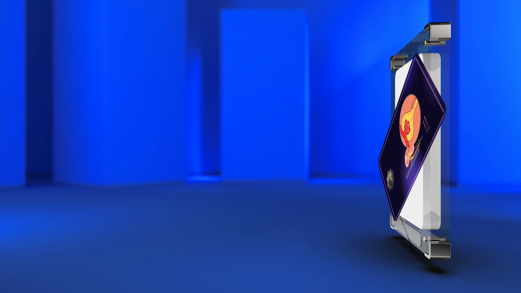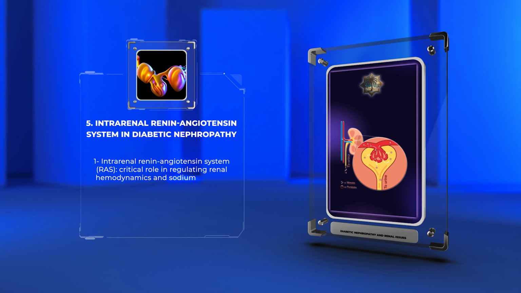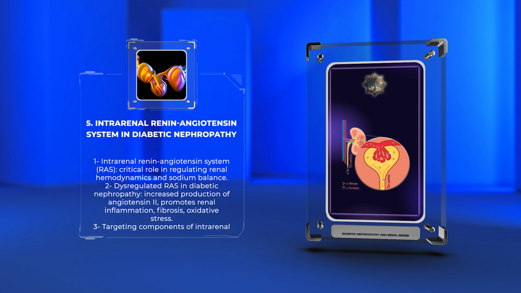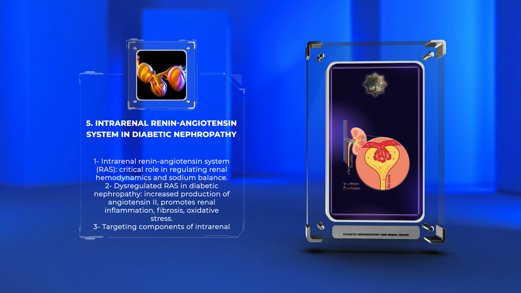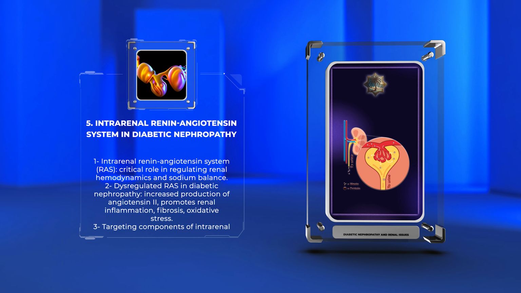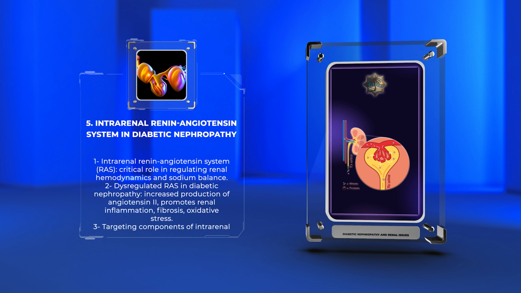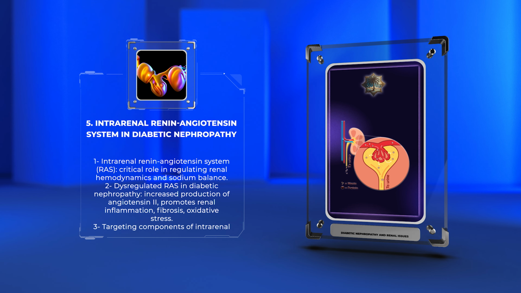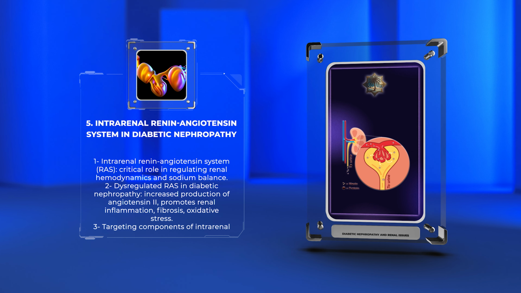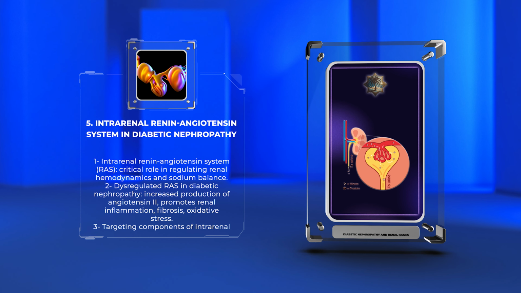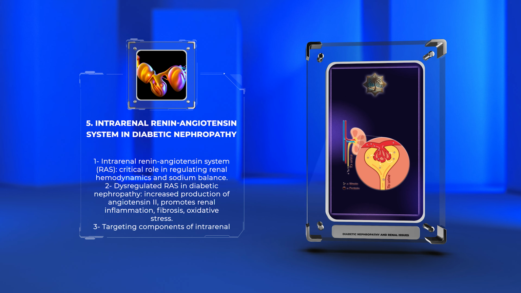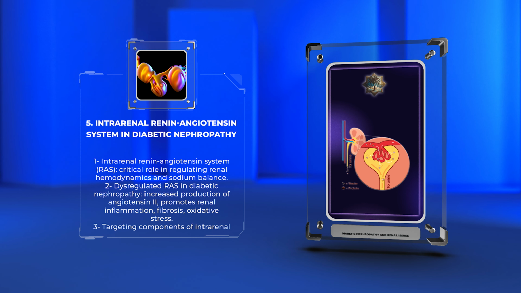The intrarenal renin-angiotensin system, RAS, plays a critical role in the regulation of renal hemodynamics and sodium balance. In diabetic nephropathy, the RAS is dysregulated, leading to increased production of angiotensin II, a potent vasoconstrictor. Angiotensin II promotes renal inflammation, fibrosis, and oxidative stress, contributing to the development and progression of diabetic nephropathy. Targeting components of the intrarenal RAS has been an effective strategy for the treatment of diabetic nephropathy.